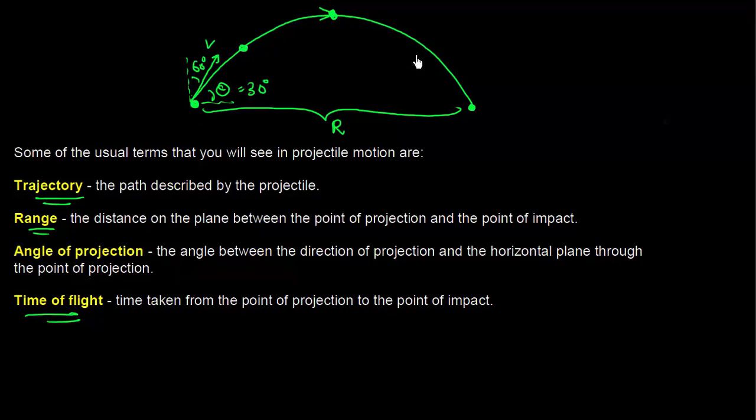In other words, as long as they are at the same horizontal position, let's say from here to here, the time will be equivalent to the time from here to here. From here to here is equivalent to the time from here to here. They are symmetrical, okay?